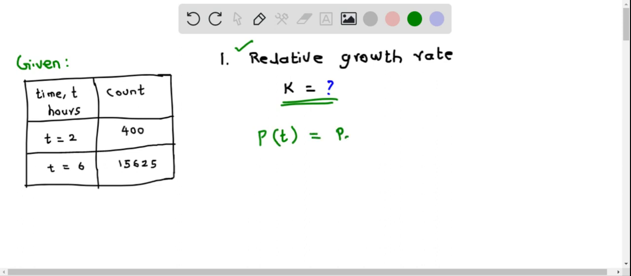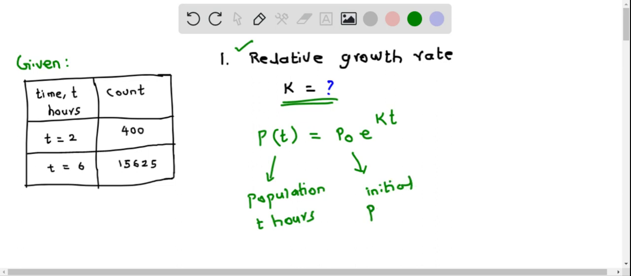This equals P naught e raised to the power of kt, where P of t is the population of the bacteria after t hours, and P naught represents the initial population of the bacteria, or the initial count of bacteria. k is the growth rate. This is what we have to determine, and t is the time in hours.